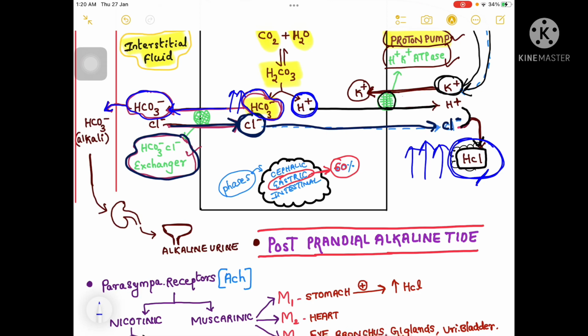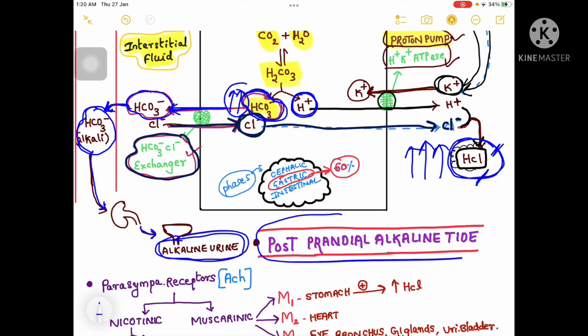Because it is alkali, the blood pH increases, so the blood becomes alkaline. When such alkaline blood passes through the kidney, the kidney filters this larger amount of HCO3 into the urine, and then the urine also becomes alkaline. So after taking food, that is postprandially, HCO3 is produced in larger amounts. Such HCO3 is released into the interstitial fluid, then into the blood. So the blood becomes alkaline and the urine also becomes alkaline. This is known as the postprandial alkaline tide.